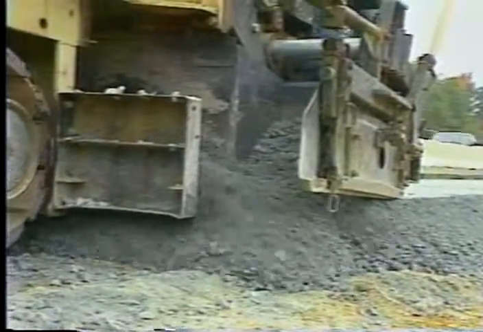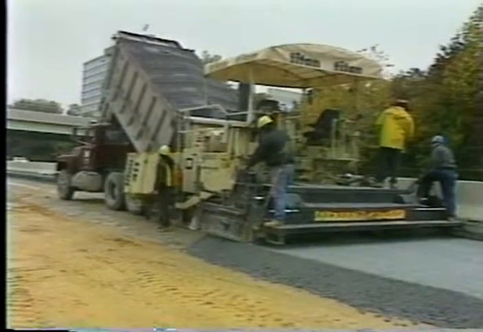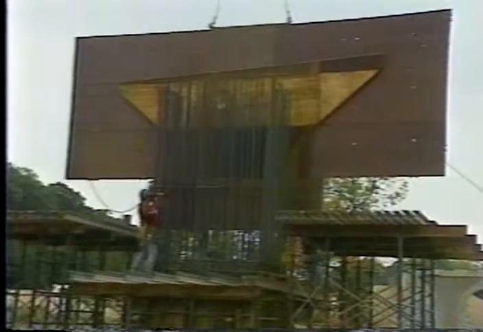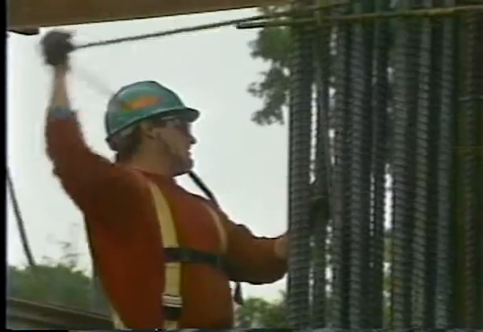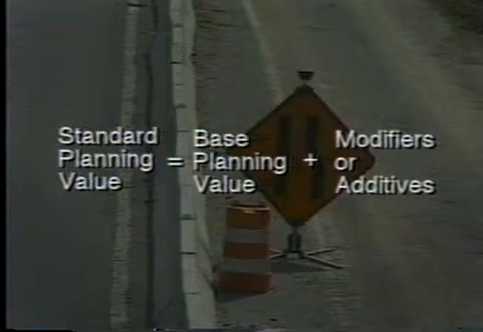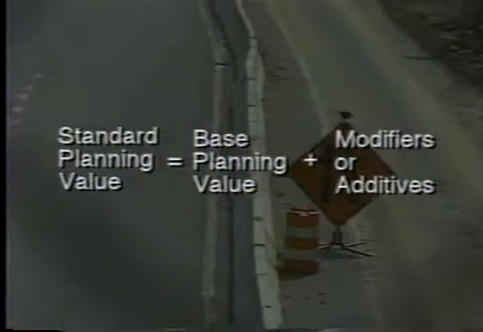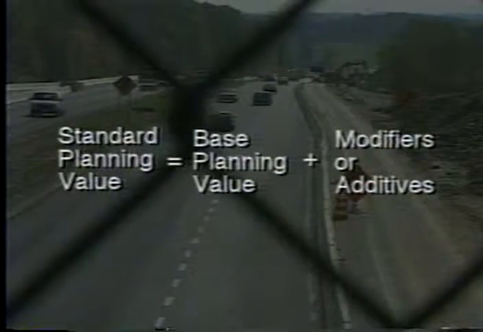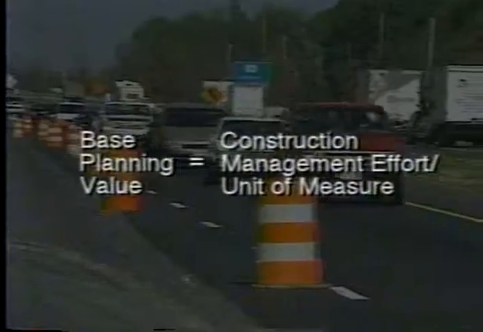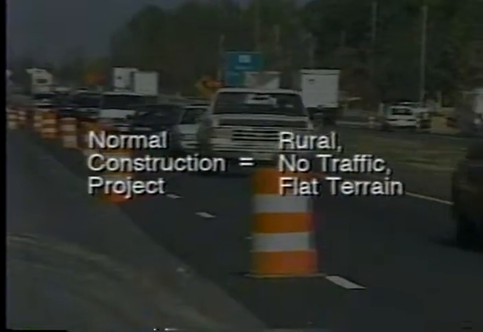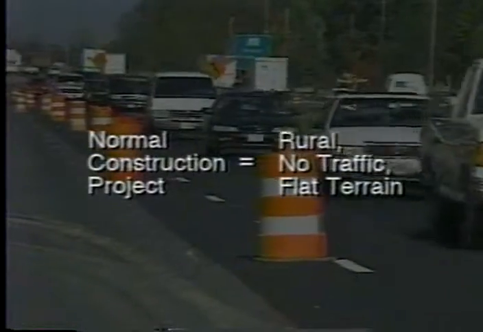Planning standards provide the most accuracy in manpower planning. A standard planning value is developed for each of the individual activities in the master list. The standard planning value is composed of a base planning value and modifiers, or additives. The base planning value represents the construction management effort per unit of measure on a normal construction project.